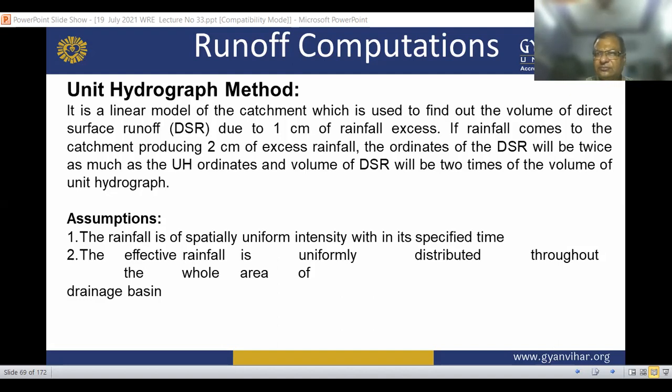Assumption: the rainfall is spatially uniform, with the spatial mean, and the effective rainfall is uniformly distributed throughout the whole area of the drainage basin.